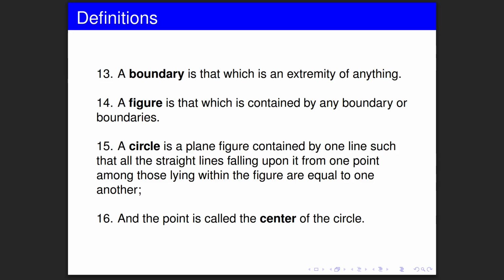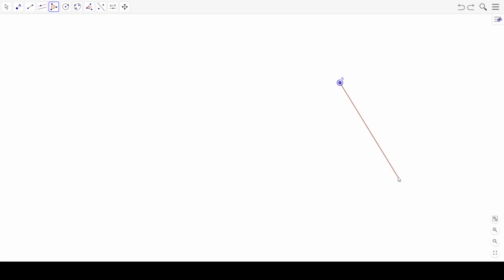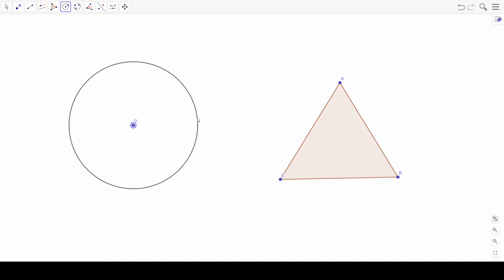We've already talked, of course, about boundaries. For example, the boundaries of a straight line segment are points. An example of a figure is something bounded by straight line segments, which we would call a polygon, for example, the triangle here, or as Euclid defines next, a circle.